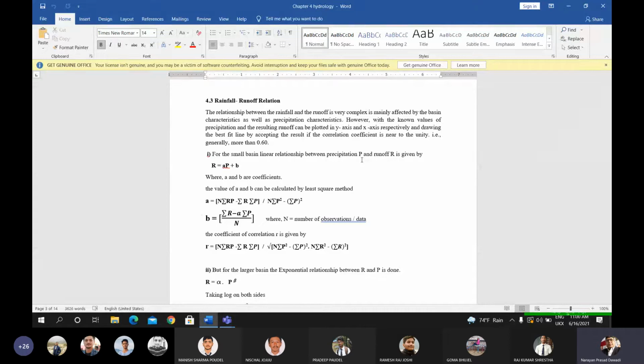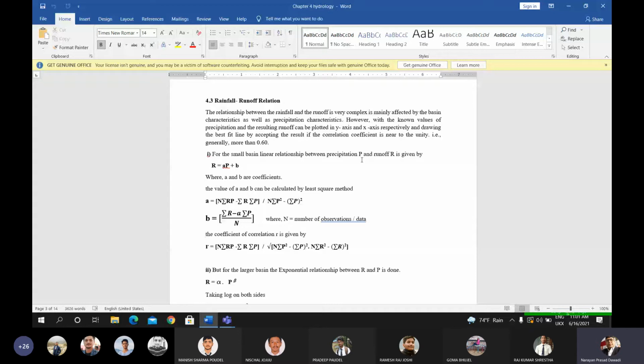With the help of that curve, the equation is derived. Generally, a basin whose area is less than 500 square kilometers is considered a small basin. For the small basin, a linear relationship between the rainfall and the runoff is considered. That is, runoff is equal to AP plus B. This is a linear equation, similar to Y is equal to mx plus C, the straight line equation. This is the linear relationship between the runoff and the resulting rainfall.